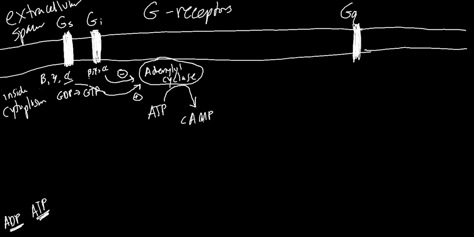Adenylyl cyclase is going to go camping. We're going to increase our cyclic AMP levels. Now, what is our cyclic AMP level going to do? So what this is going to do is we're going to increase protein kinase A. Protein kinase A. When you hear kinase, you want to think phosphorylation. And what this is going to do is it's going to phosphorylate stuff.